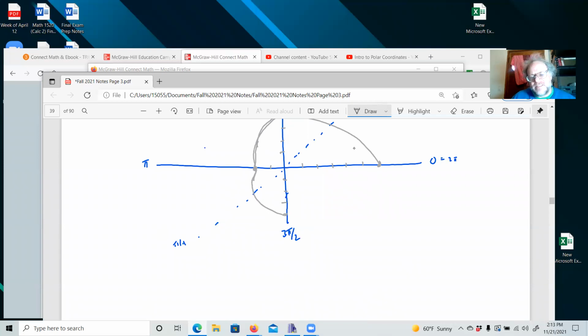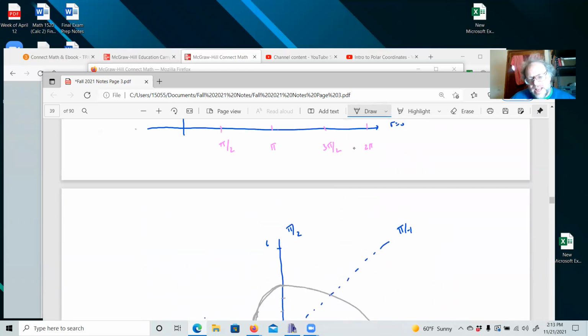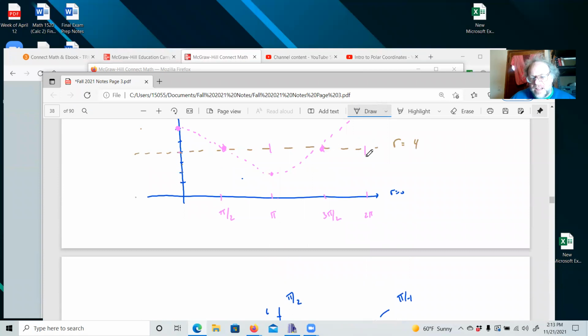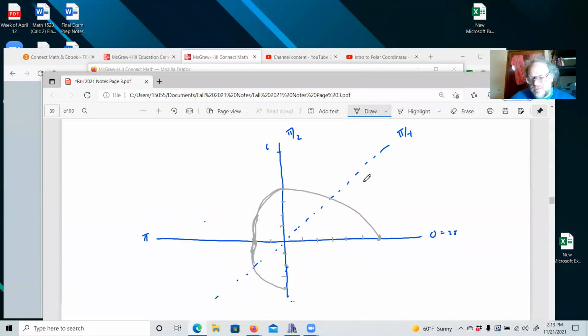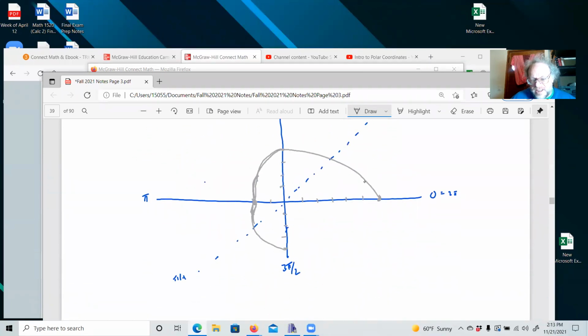Something like that. But it's not a sharp point like it is in the cardioid. It's a smooth little dimple in here. Then from 3 pi over 2 to 2 pi again, we go from 4 up to 6 again. And I drew this horribly.